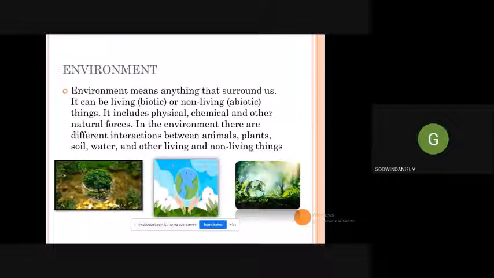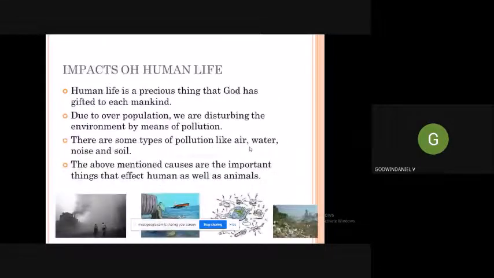Now coming to the topic, impacts on human life. Today in this world we are facing more and more environmental issues, by means of pollution, soil erosion, or natural calamities like floods and disasters, whatever it may be. First, I'm going to talk about pollution. As we all know, there are four types of pollution, namely air, water, noise, and soil pollution.